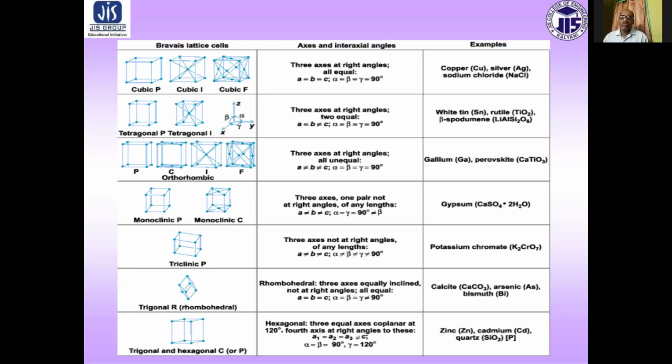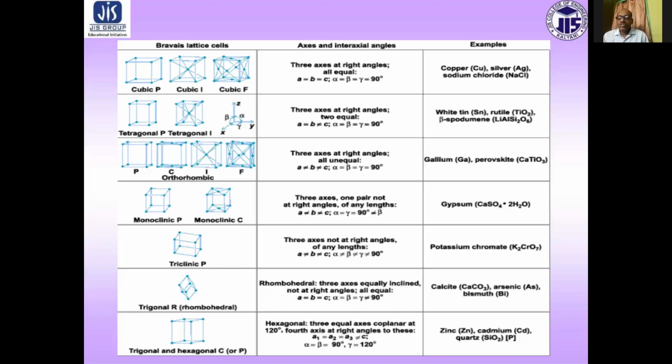Then next is tetragonal. In tetragonal, we can find the simple tetragonal and body-centered types. So as we know, these axes are at right angles and 2 are equal. That means the 2 axial lengths are the same but not equal to the third one, and they are all at 90 degrees. For example, it is found in tin, titanium oxide, etc.